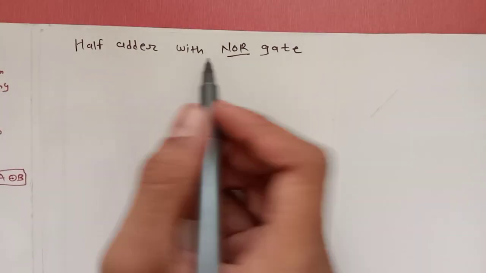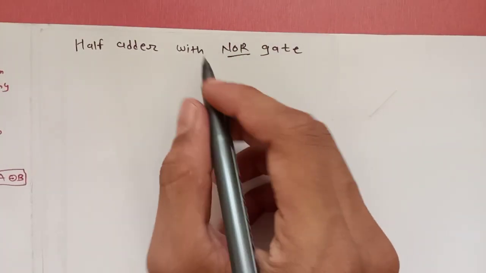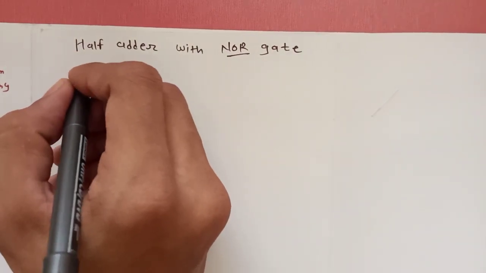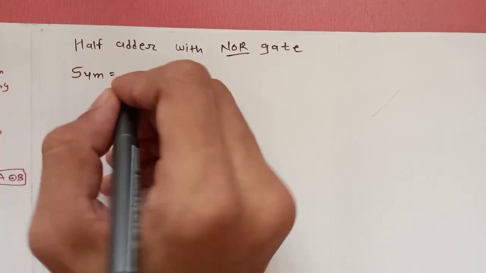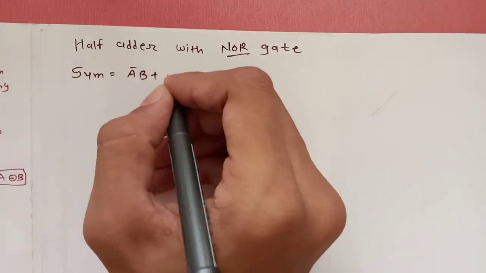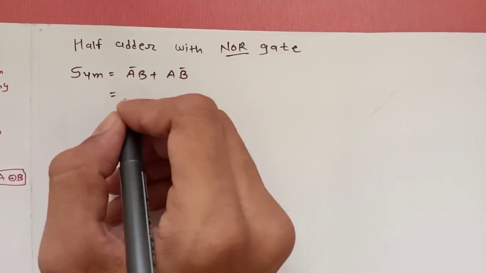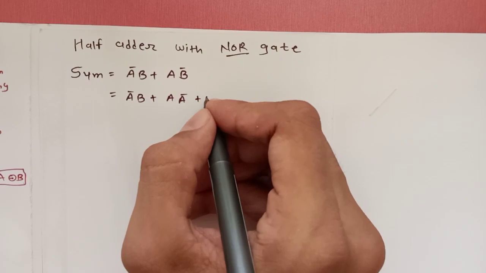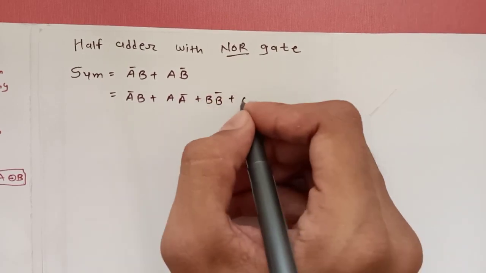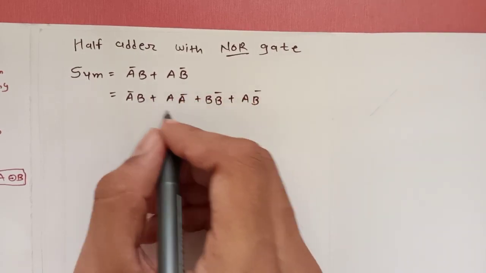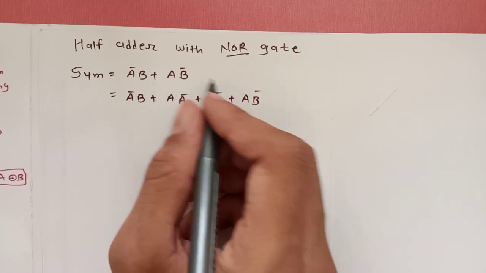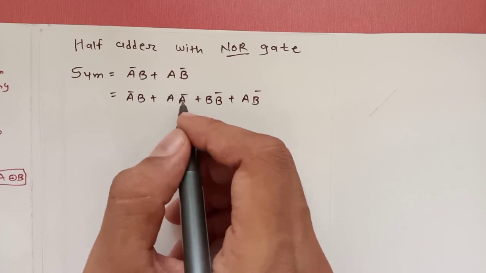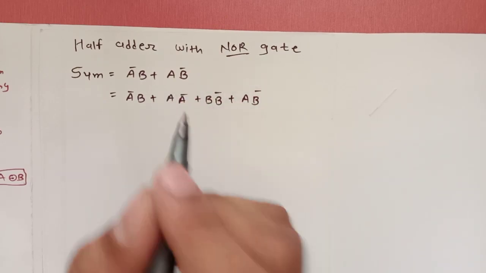Now for the implementation of the half adder with NOR gates, you know that the sum that we have already got is A'B + AB'. Now add another term, A'A + B'B, to A'B + AB'. These two terms are added, and it will not affect this type of expression, because A into A bar is 0 and B into B bar is also 0.